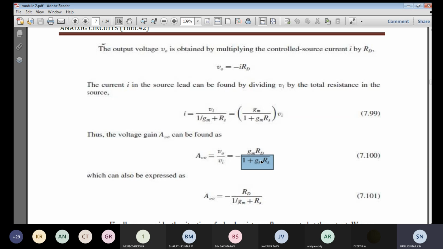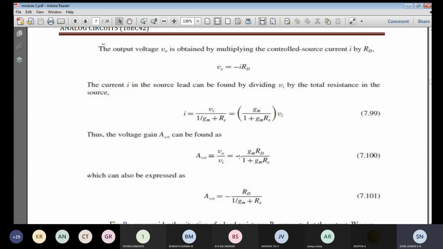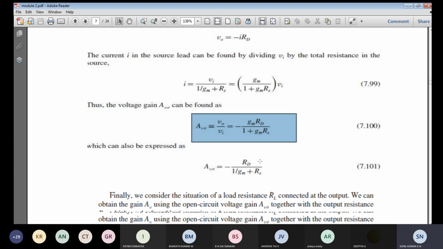So these are some important properties. Here you can see the voltage gain has been reduced. Without source resistance it was equal to minus GM into RD, but on adding source resistance the gain has been reduced by a factor of 1 plus GM into RS. So the open circuit voltage gain is minus GM into RD divided by 1 plus GM into RS. This expression indicates that the gain has been reduced.